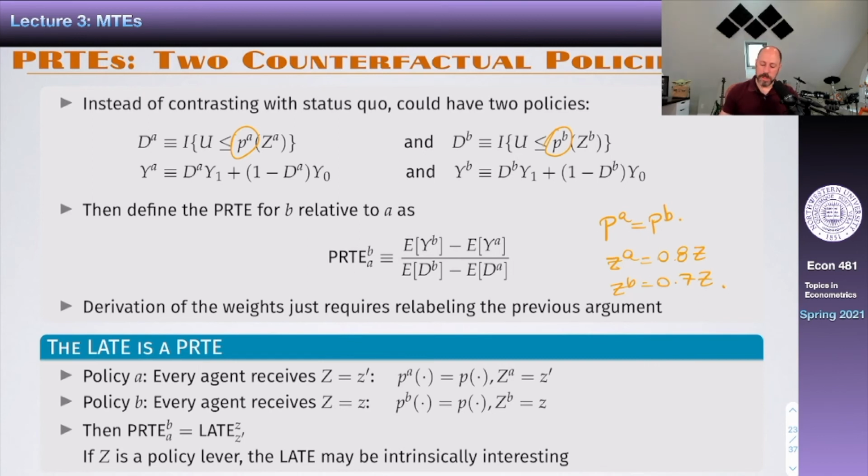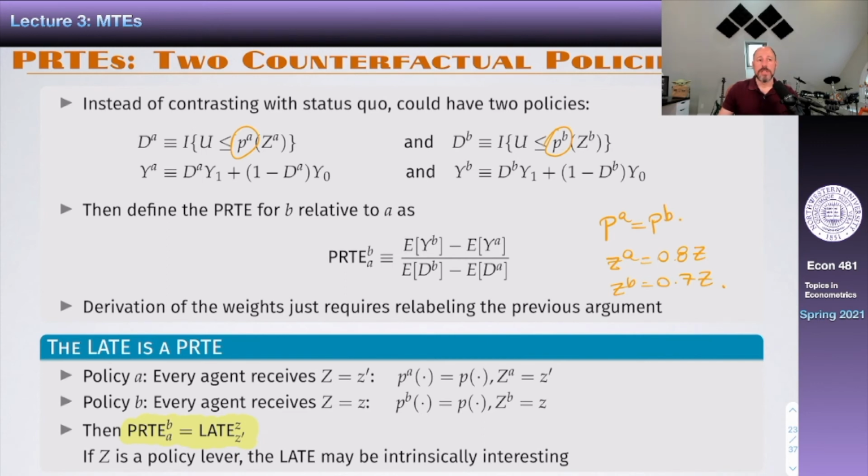So if you understood that, then you can see that here at the bottom, I wrote that the LATE is a policy relevant treatment effect. Okay. Policy A, every agent receives Z prime. So the propensity score is not changed. The instrument is set to Z prime. Policy B, every agent gets Z. Okay. And then you have that the propensity score doesn't change. Z is C_B. You write it down and you'll see immediately that the policy relevant treatment effect for these two policies is exactly the LATE. Okay.